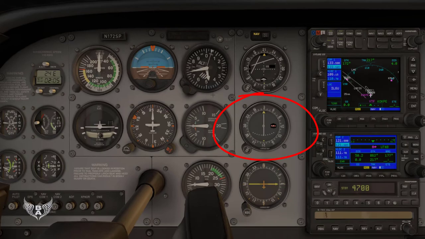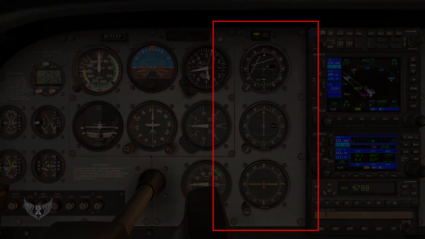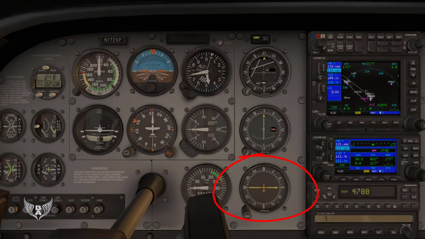We will cover the CDI, non-directional radio beacon, and VOR in more depth in another video that goes into the flight director systems located on the far right of your Cessna's instrument cluster. The non-directional radio beacon is another type of navigation aid, which we will cover when we look at the course deviation indicator and the VOR.